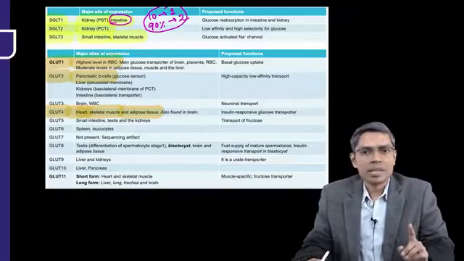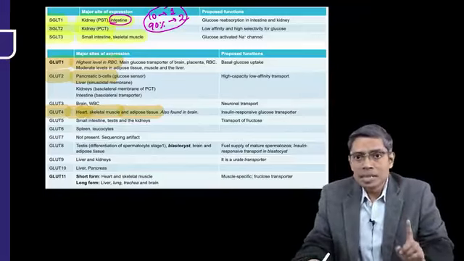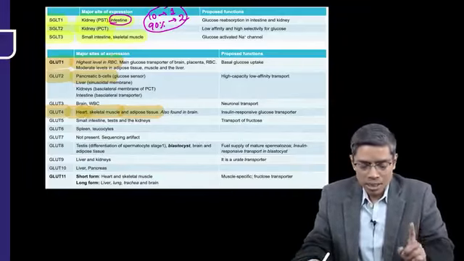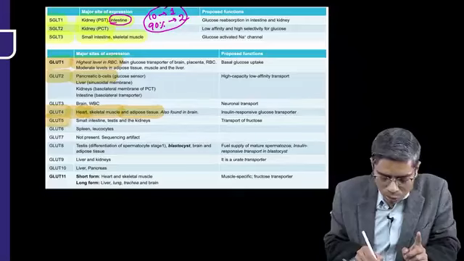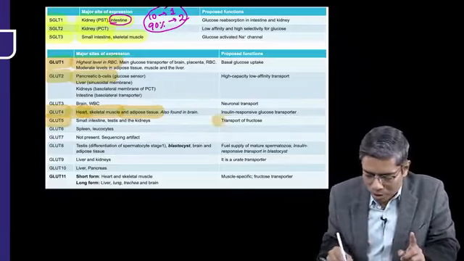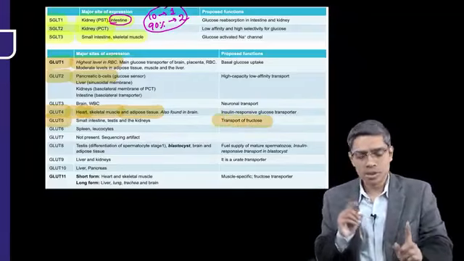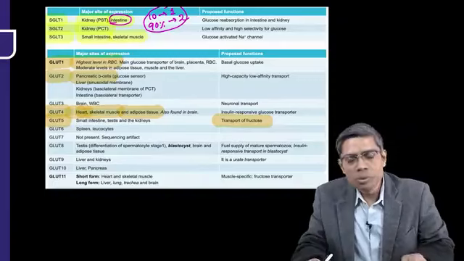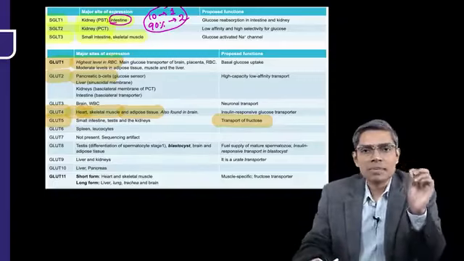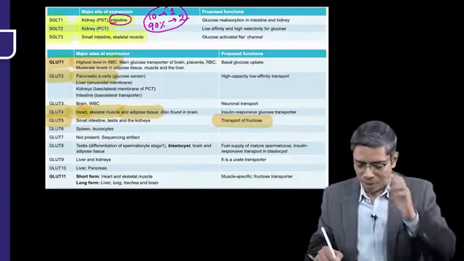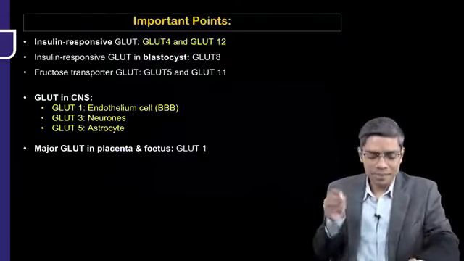But not only that, there are also insulin dependent GLUTs apart from GLUT4. I'll tell you which one. But before that, see here GLUT5. Although the name is GLUT5, it is a fructose transporter. This you also have to remember. Other GLUTs you may go through, but they're not very important to revise just before the exam, right? So before the exam, you at least remember whatever is written on this slide.